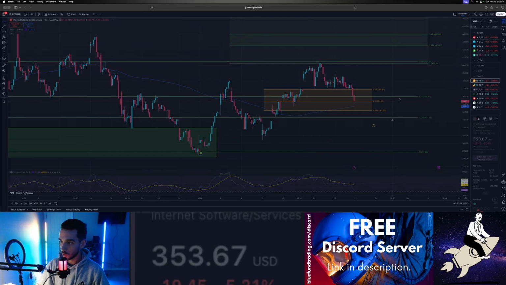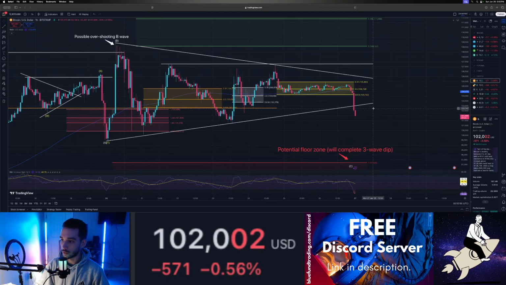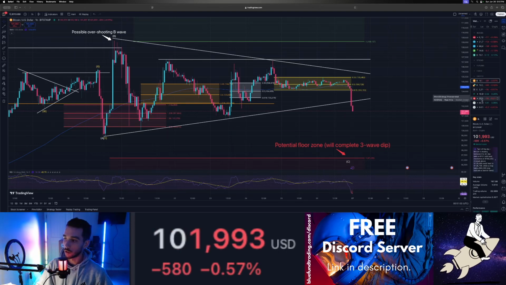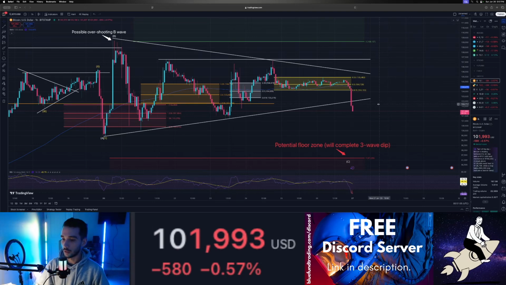Now, the reason this is significant and why I want this to happen in the short term, it will give us a much more clear MSTR setup to take long trades on. And just to get into some more context, basically we've been trading now.